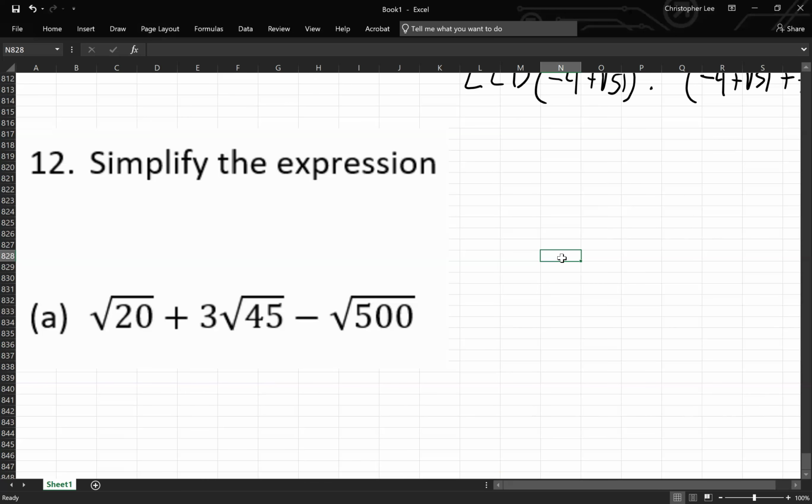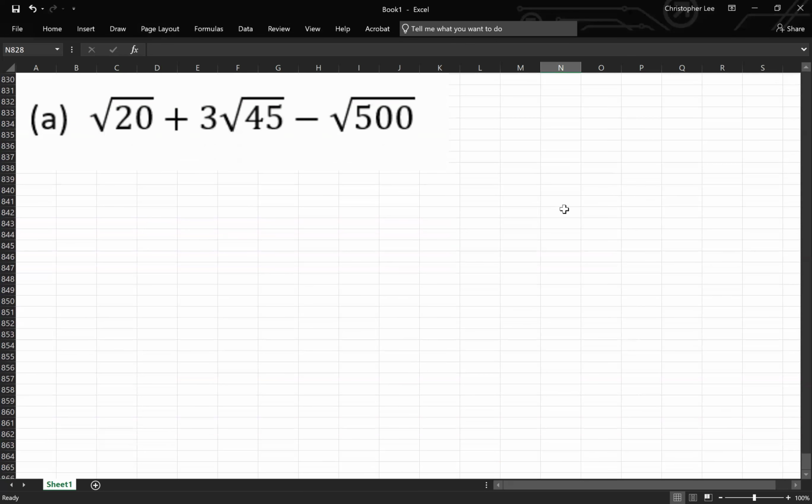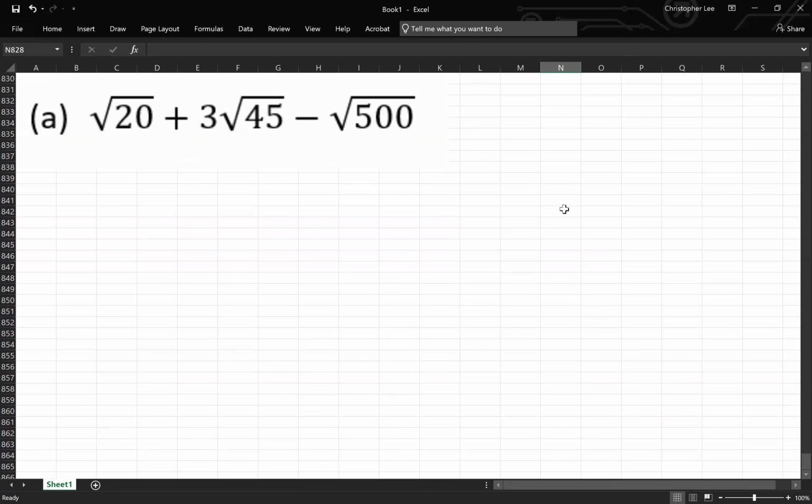Yeah, you can also verify this one in the calculator. It's one of those good questions. All right, so let's take a look. I'm looking for the largest perfect square that goes into each one of these terms individually, and then I simplify from there. So for 20, what's the largest perfect square that goes into 20? 4 times 5, right? So this is square root 4 times square root 5.